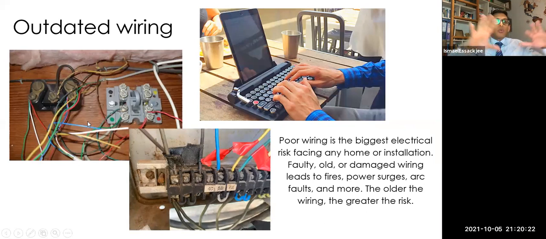If you have old wiring, we can't just retrofit the old wiring with the IoT devices. Poor wiring, what we had 30 years back, has gone. Whatever was designed for a different purpose, we can't use such an installation nowadays. Poor wiring is the biggest electrical risk facing any home or installation. Faulty, old or damaged wiring leads to fires, power outages, and so on. So be very careful. Avoid interfacing with old installation.